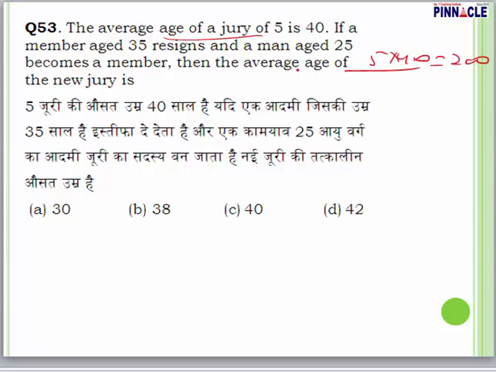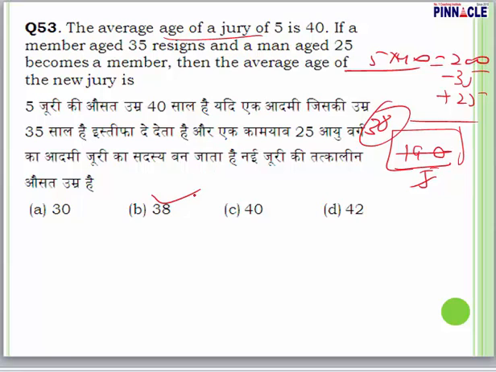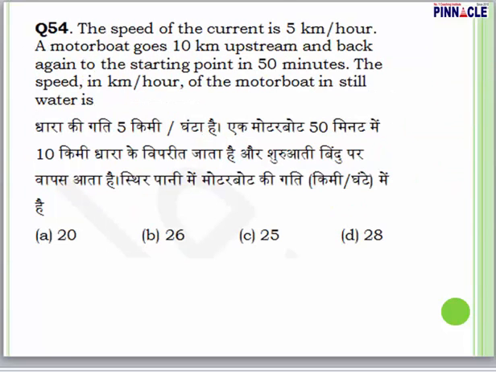In other words, you can do minus 35 and add 25. So 190 is the total, divided by 5, then it will be equal to 38. 38 is the average of the new jury. Jury means the number of judges, that is 5 judges. Average is 38.